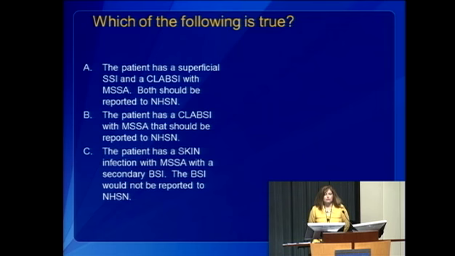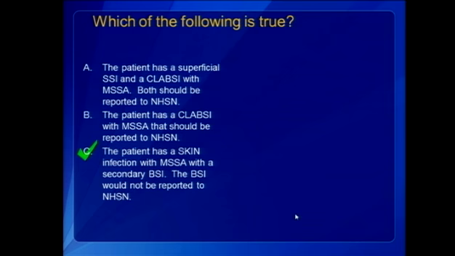So which of the following is true? A, this patient had a superficial SSI and a CLABSI with MSSA. Both should be reported to NHSN. B, the patient has a CLABSI with MSSA that should be reported to NHSN. Or C, the patient has a skin infection with MSSA with a secondary BSI. The BSI would not be reported to NHSN. Correct answer is C.